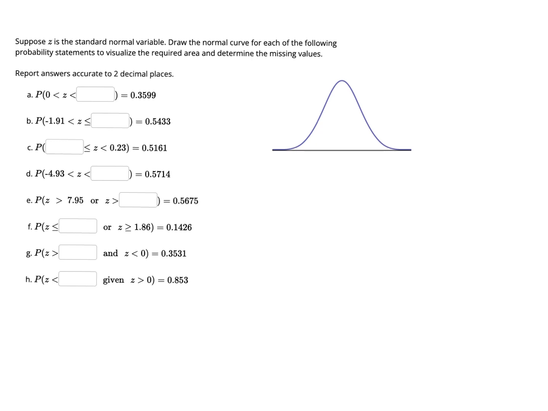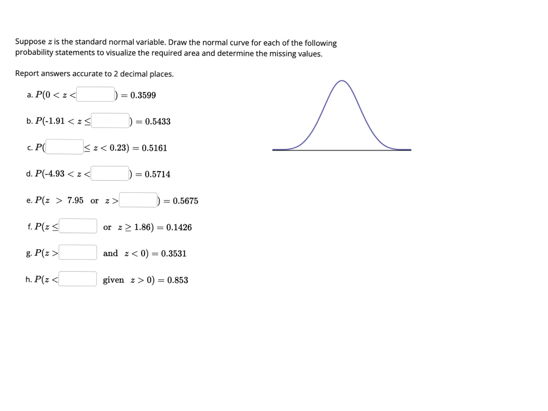Suppose z is the standard normal variable. Draw the normal curve for each of the following probability statements to visualize the required area and determine the missing values. Report answers accurate to 2 decimal places. We have multiple parts in which we have some partially given information and have an unknown variable to compute.